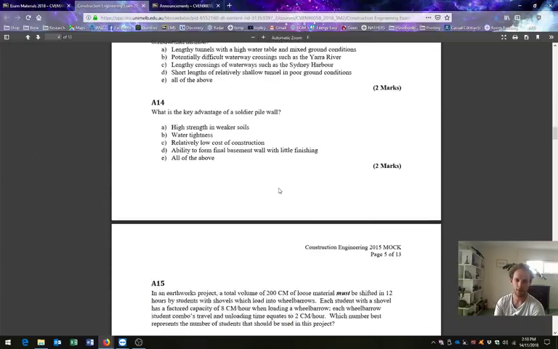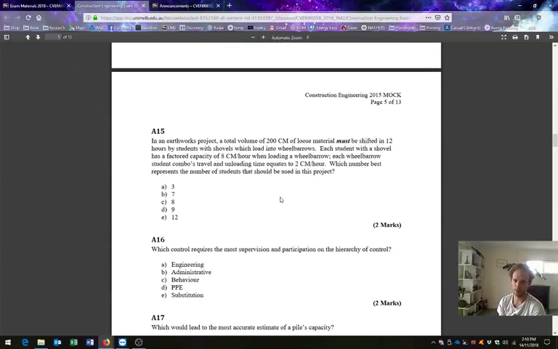So A15, in an earthworks project, I'm not going to explicitly answer this, but in fact, this question, to be completely honest with you, was really confusing. And when I sat down with some students recently to go through it, we couldn't really figure it out because it's a bit more complex than it first appears. So I wouldn't worry too much about this.